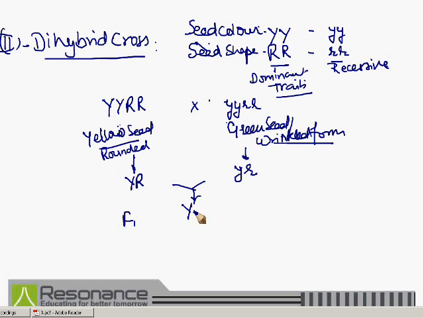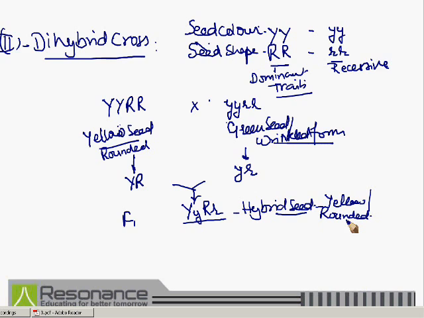capital Y small y, capital R small r. This is a hybrid seed with yellow color and rounded form. Now we should remember why it is rounded. It is rounded because of the presence of the capital R allele, and why is it yellow? It is because of the presence of the capital Y allele. Now Mendel self-pollinated the F1 plant to obtain the F2 generation. The results were very interesting in the F2 generation.